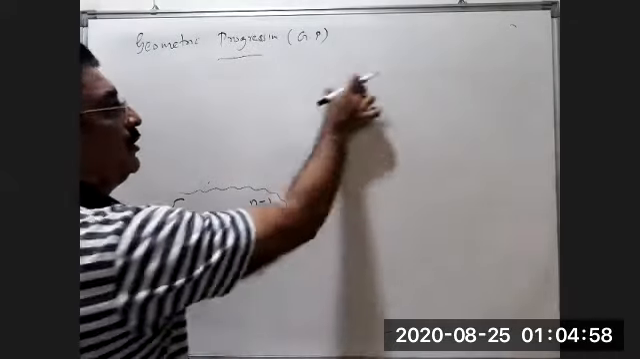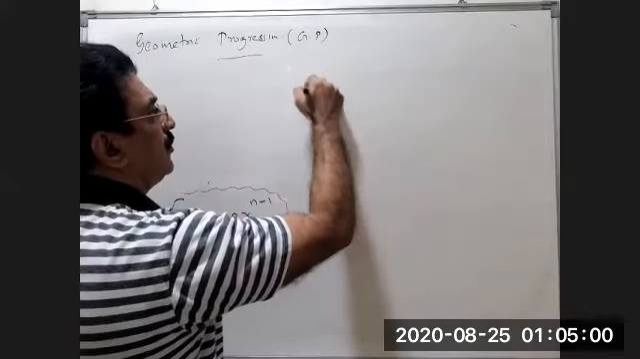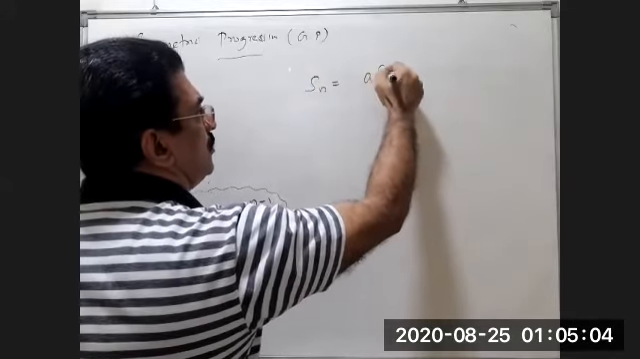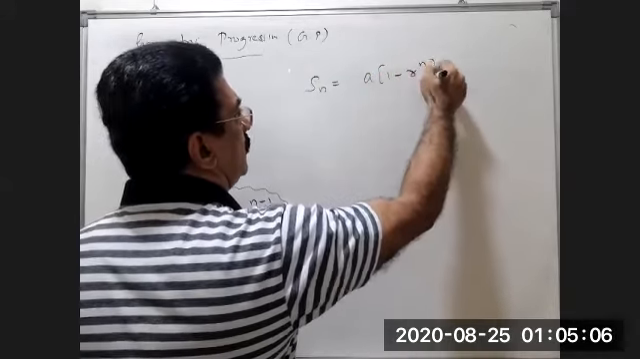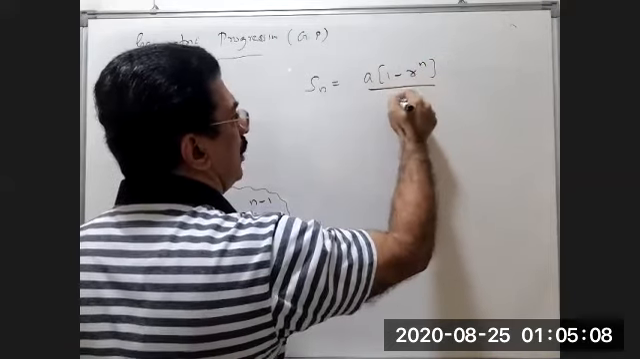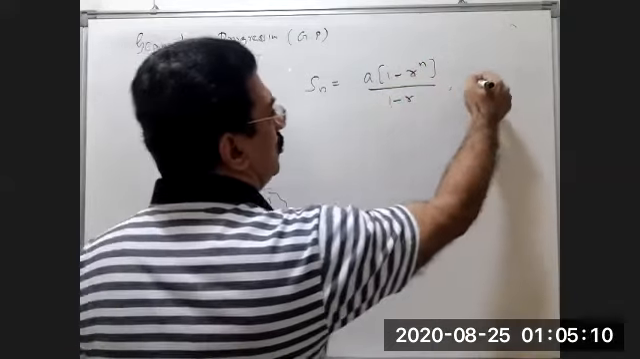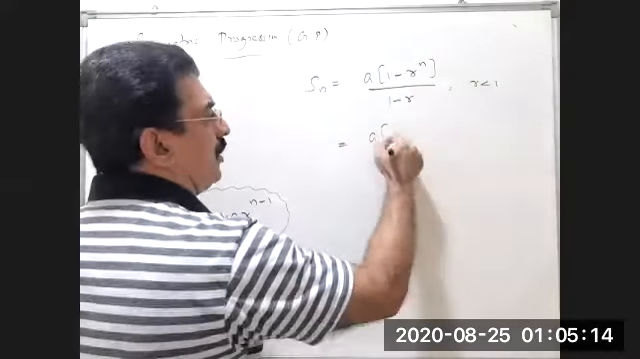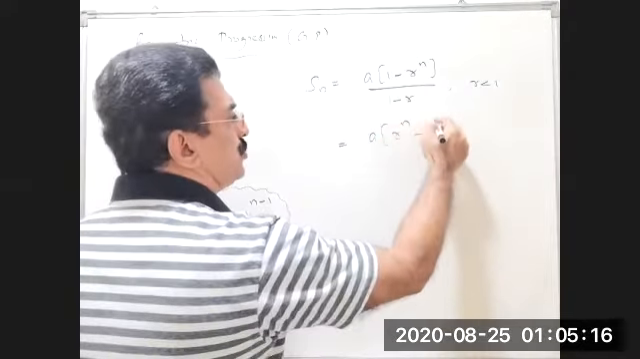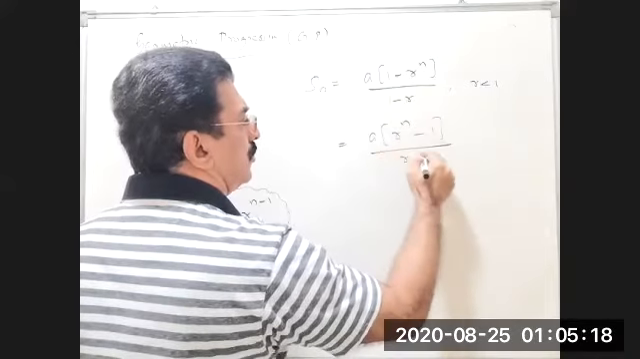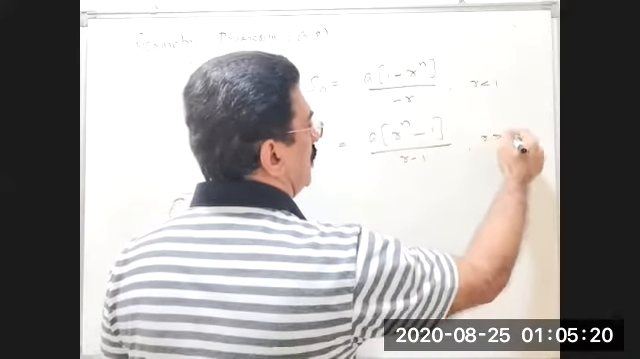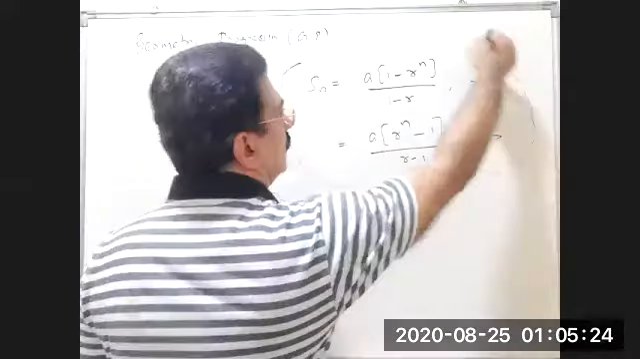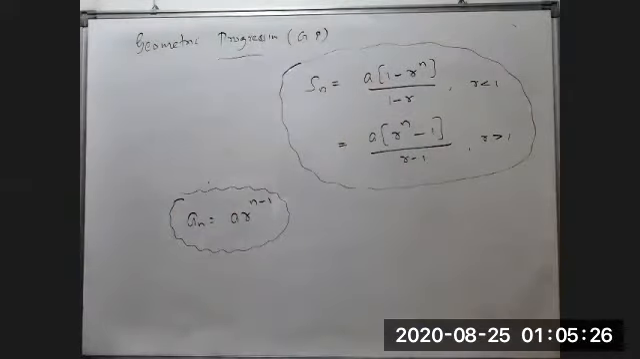Similarly, to find the sum of n terms, here also we use two formulas. A into 1 minus R raised to n by 1 minus R. We use this if R is less than 1, or it can be A into R raised to n minus 1 by R minus 1 if R is greater than 1. This is the formula for Sn.